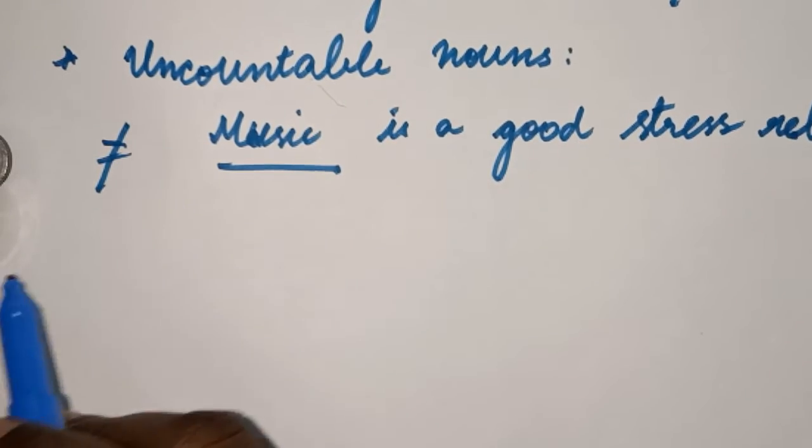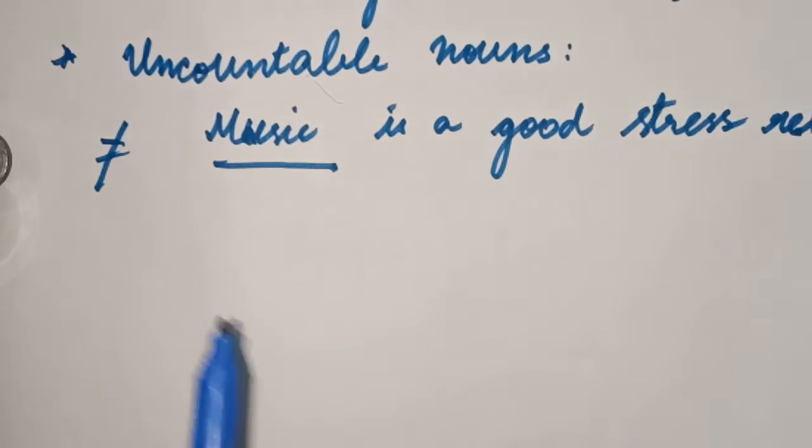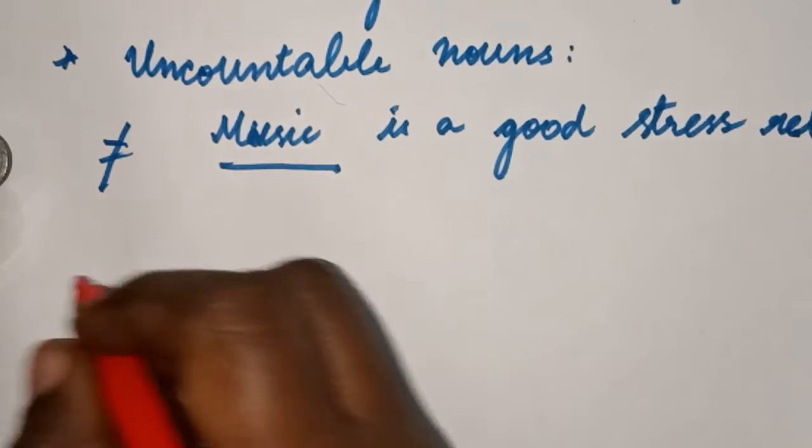Okay, so this is the first type of determiner. The second type of determiner is the possessive determiner.